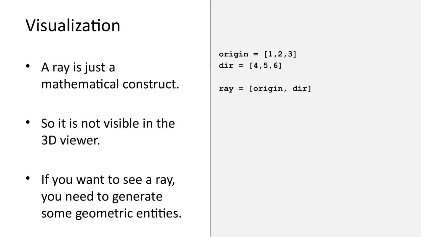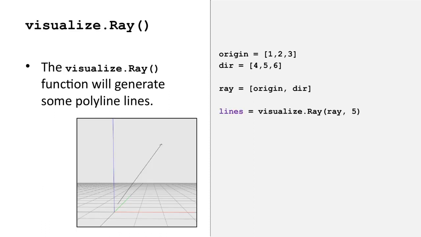The rays that your procedures are using are not geometric entities. As such, they are not visible in the viewer. However, sometimes it is useful to be able to see the rays. It can help to better understand what is happening and to verify that the rays are actually in the correct location. The visualize.ray function can be used.